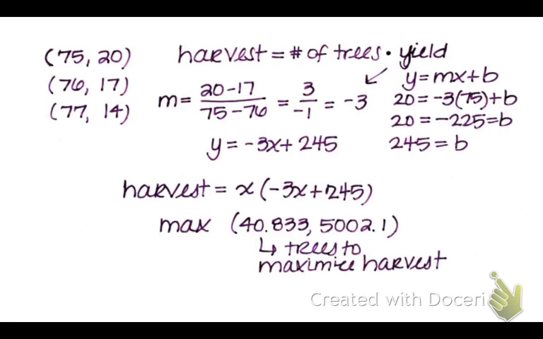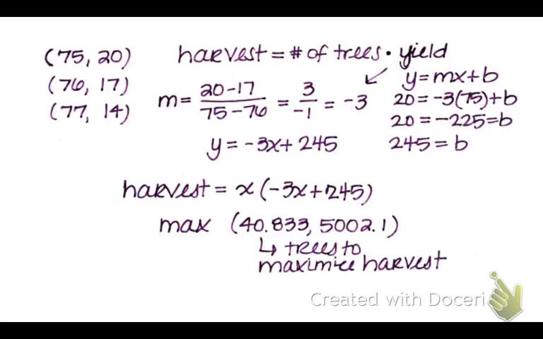So again, we've got to figure out this linear relationship. Her harvest is going to be the number of trees times the yield. And so we start by finding the slope. We see that it's going to be decreasing by 3 every time I plant additional trees. There's a negative relationship there. So that's our slope. And then we also need to find the y-intercept, which in this case is going to be 245. And so that gives me the equation to represent the yield.